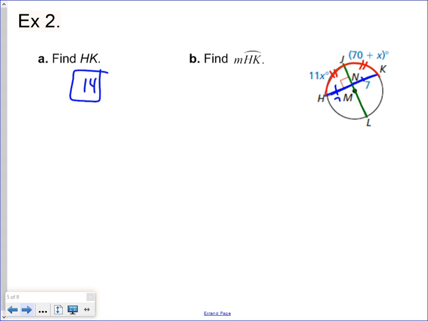Find the measure of arc HK. Well, before we do that, we probably need to solve for x. Now, again, since the diameter is perpendicular to the chord, HJ and JK, those two arcs are the same. So what can I do with those two expressions? Set them equal.